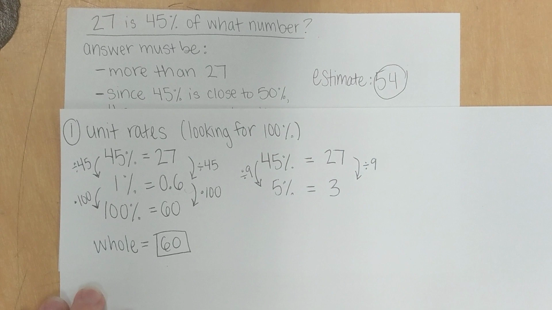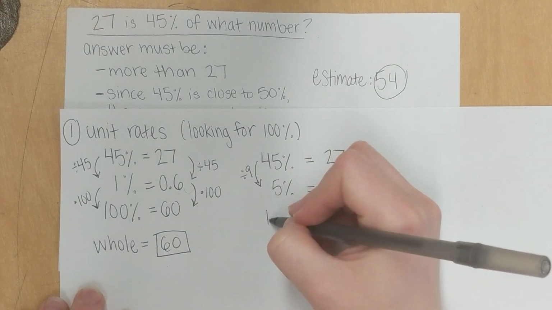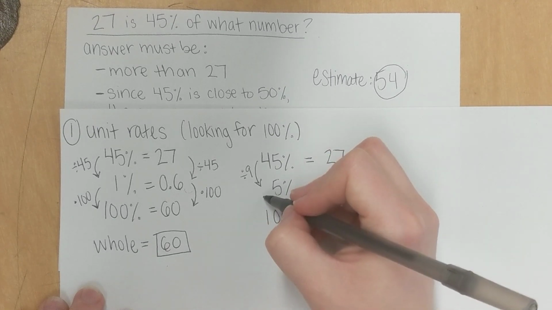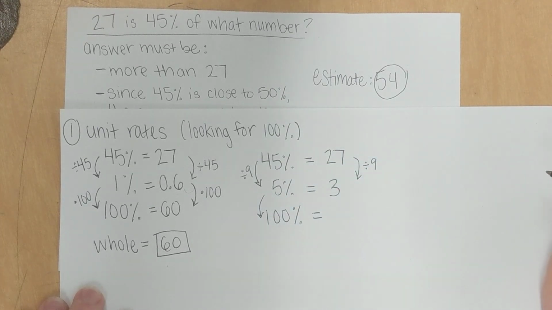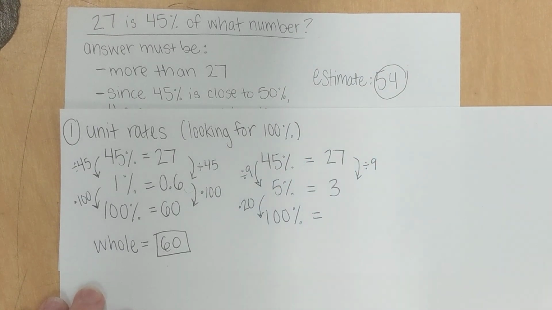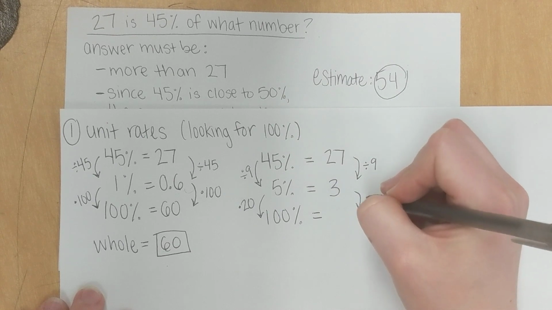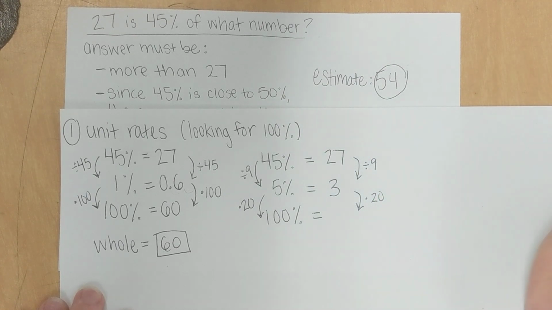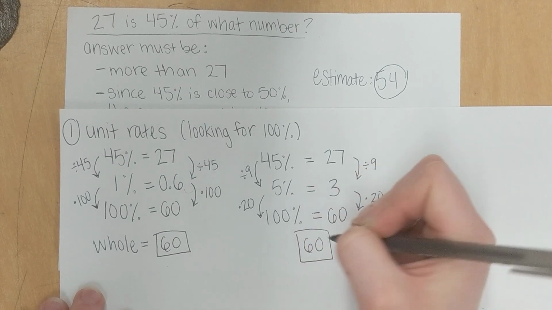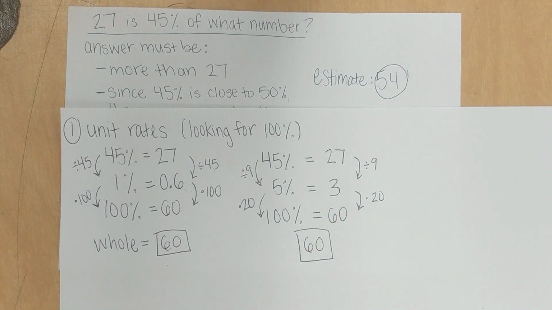That's just 3. Okay, so from here, you're still trying to find 100%. That's the goal. So to get from 5% to 100%, you have to multiply by 20, because 5 times 20 gives you 100%. So I have to do the same thing over here, times 20. And 3 times 20 is just 60. And I got the same answer again. So the total is 60. Okay, so that's using unit rates.